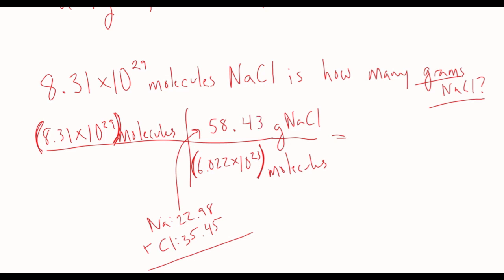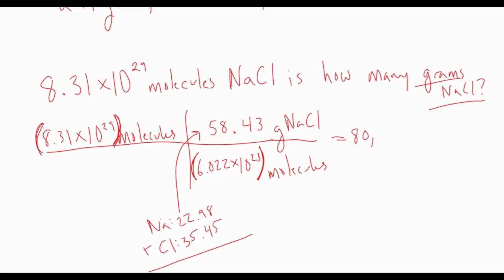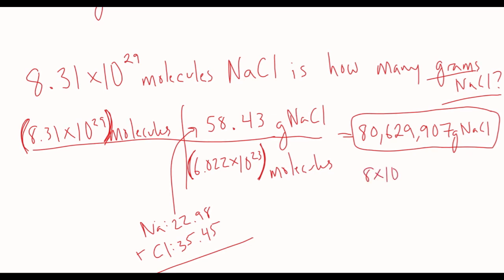So what we're going to do is we're going to multiply that 8.31 times 10 to the 29 multiplied by 58.43 and then divided by, make sure it's in parentheses, 6.022 times 10 to the 23rd. And that gives us this very, very large number. It's going to be 80,629,907 grams. Okay. That might also come up on your calculator as 8 times 10 to the 7th power as well. All right, so that's how you convert two-step problems.